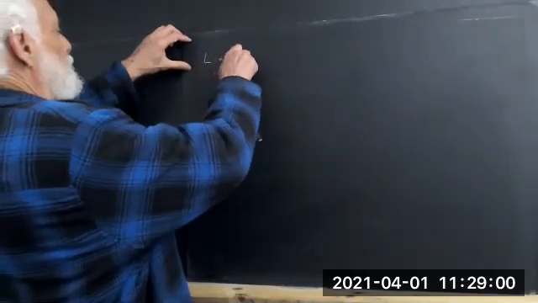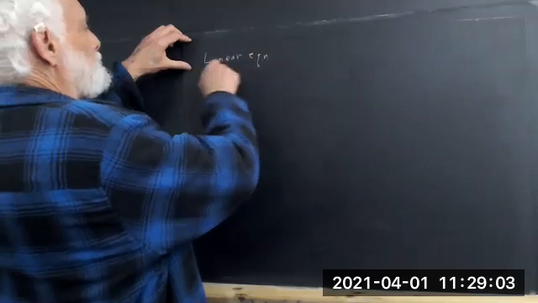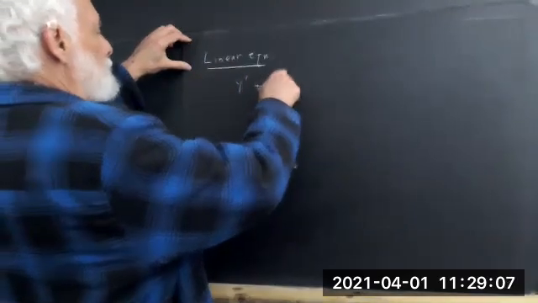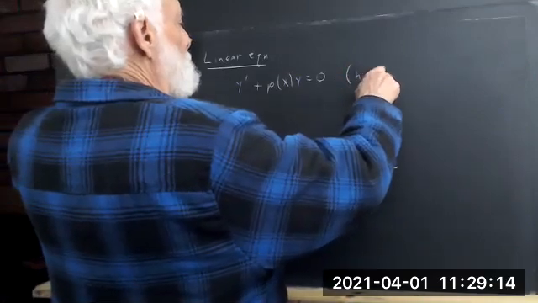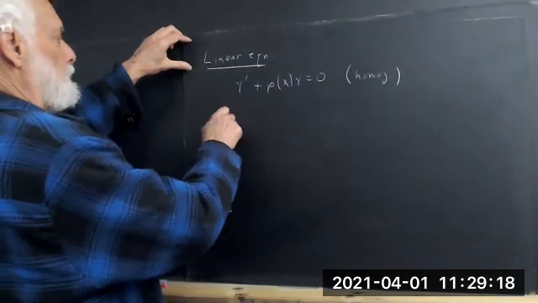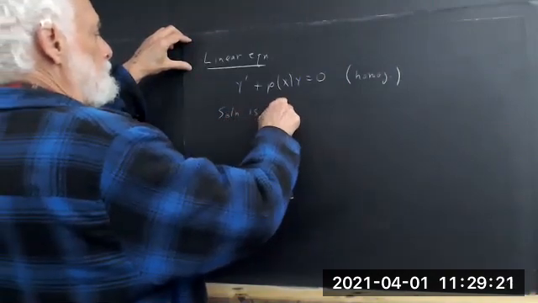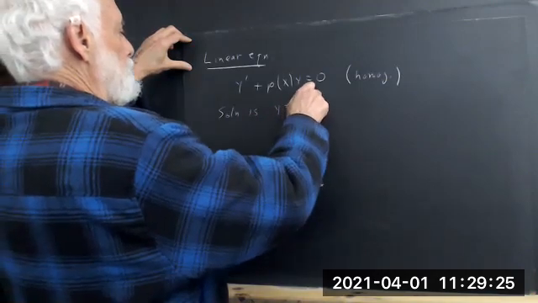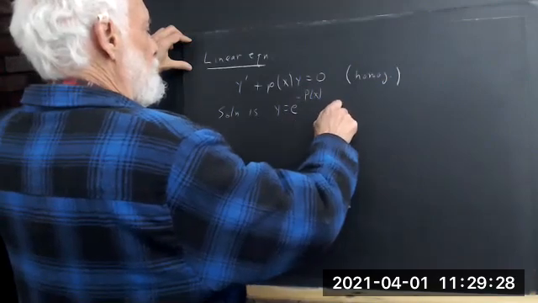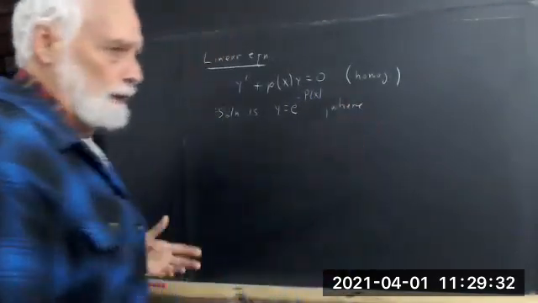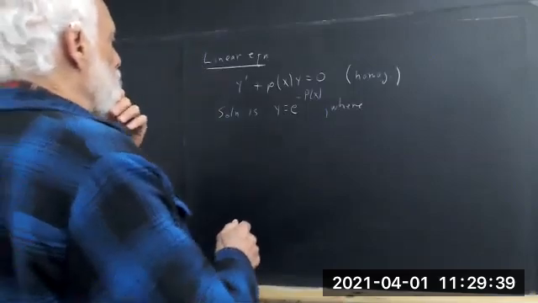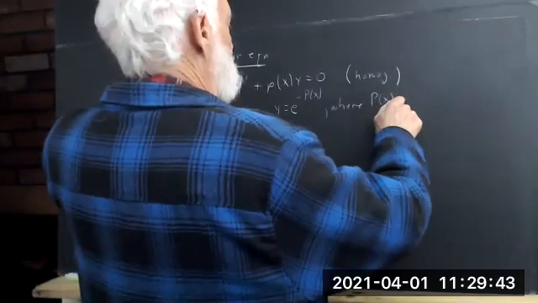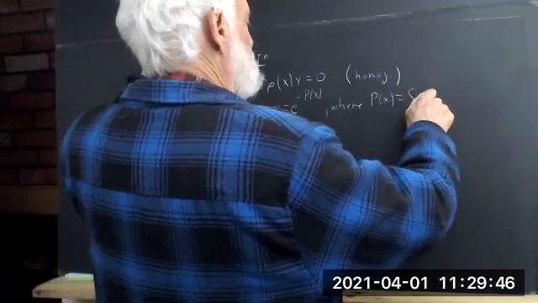So that linear equation, we can dispose of that pretty quickly. It's of the form y prime plus p of x y equals zero. This is homogeneous. And the way I like to annotate it is, this is a lowercase p, this is the uppercase P. The uppercase P of x is the integral of lowercase p of x.